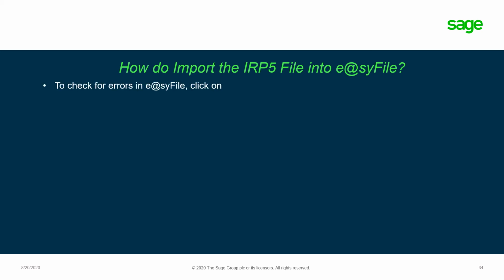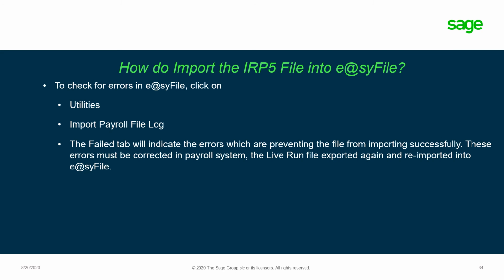To check for errors in EasyFile, you need to click on Utilities, Import Payroll File Log. The Failed tab will indicate the errors which are preventing the file from importing successfully. These errors may be corrected in the payroll system, the live run file exported again and re-imported into EasyFile. The Warning tab will indicate items that may cause penalties.